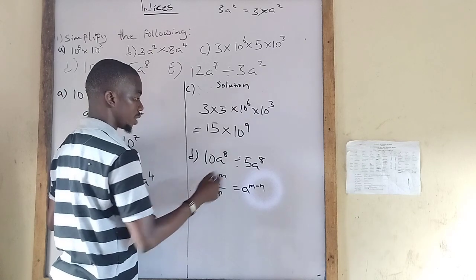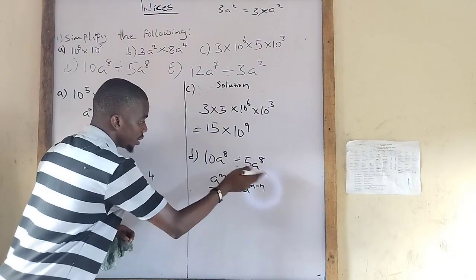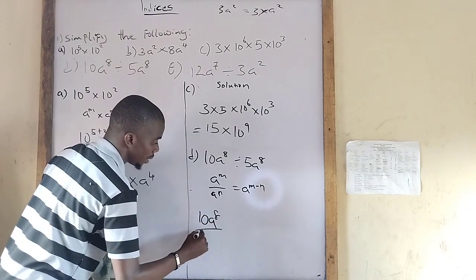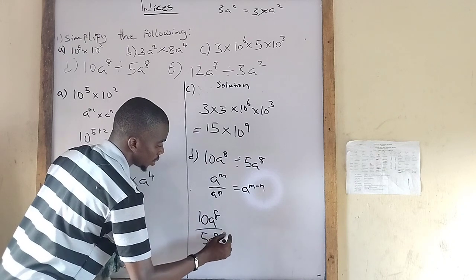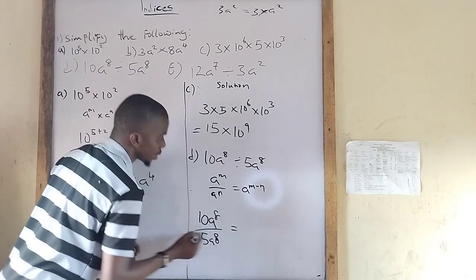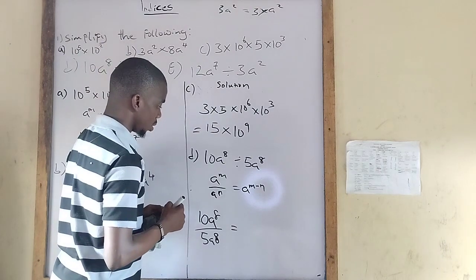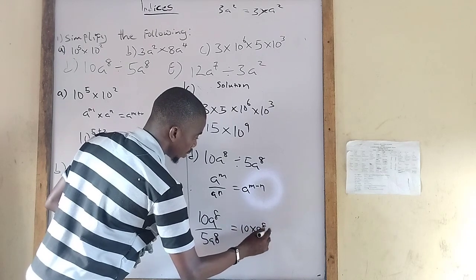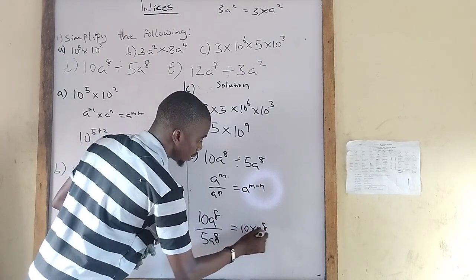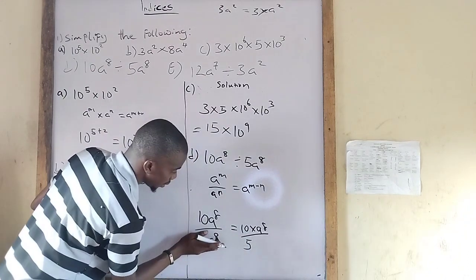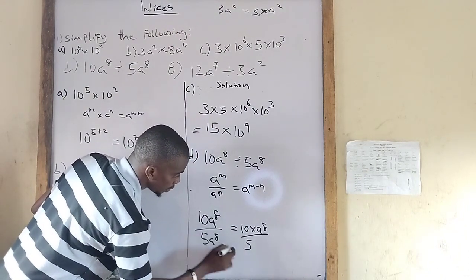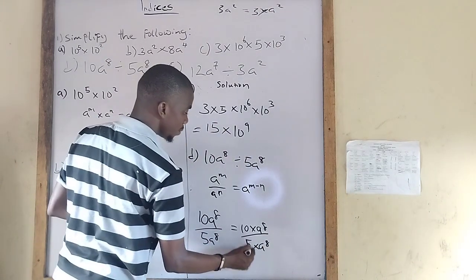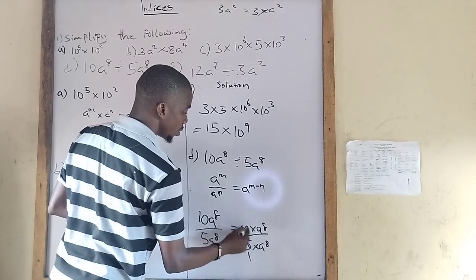Okay, so this expression can be written as 10a raised to the power of 8 divided by 5a raised to the power of 8. We split this, we have 10 times a raised to the power of 8 all over 5 times a raised to the power of 8. All right, so that 5 will cancel itself once, going to 10 twice.